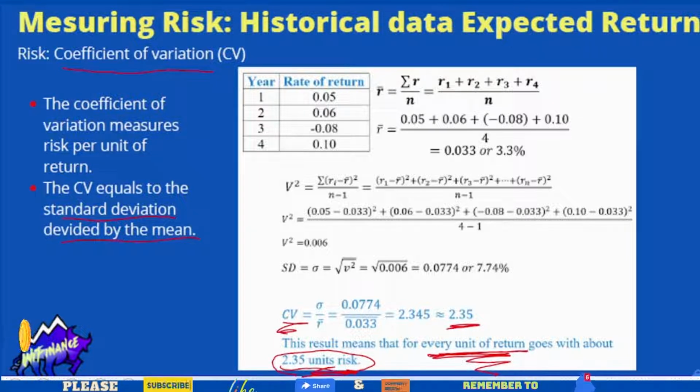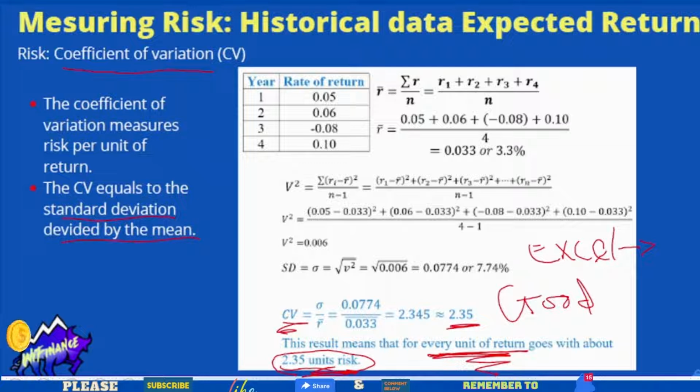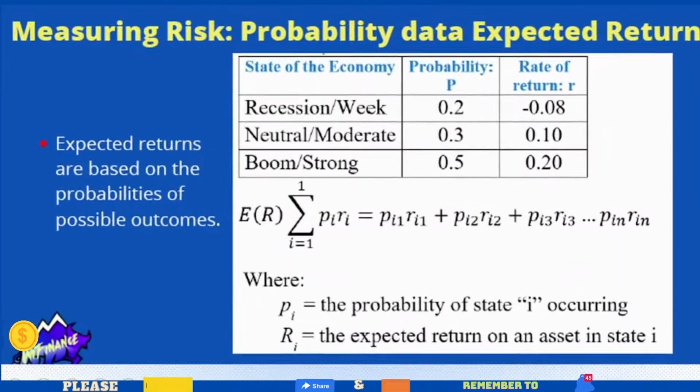Now, what I showed you so far can be calculated using an Excel spreadsheet and the appropriate function. I will make a special video to show you how to use Excel to compute the above mentioned variables. If you believe that history will repeat itself, then the way to measure risk and compute the expected return are as we have shown you in the previous slides with the historical data. Nevertheless, if you do not believe that history will repeat itself, as it is often the case, then you must use probability data.